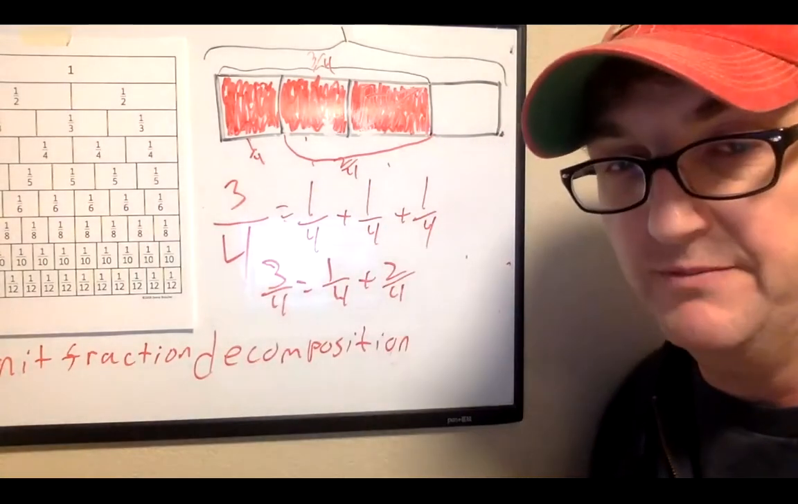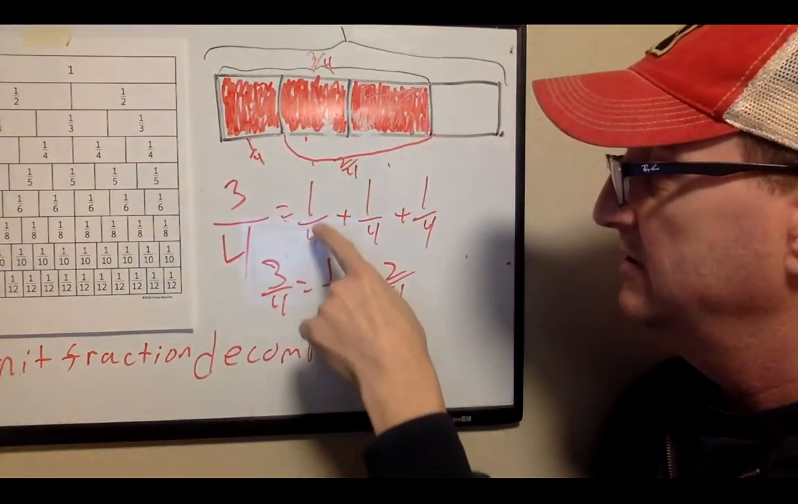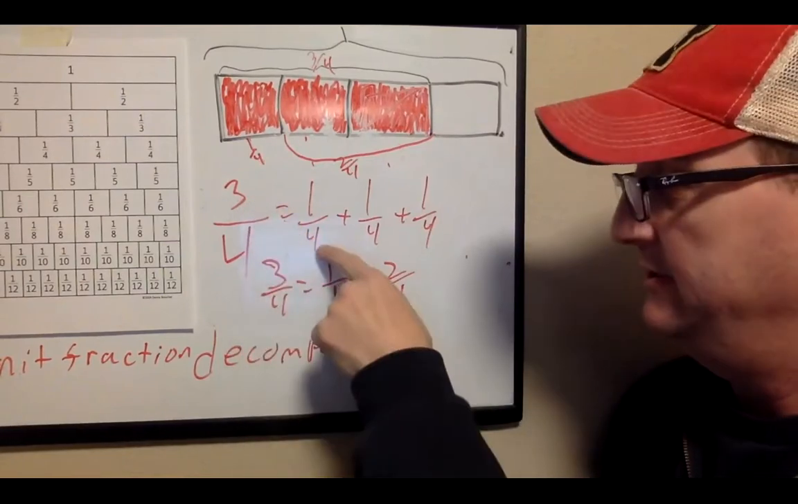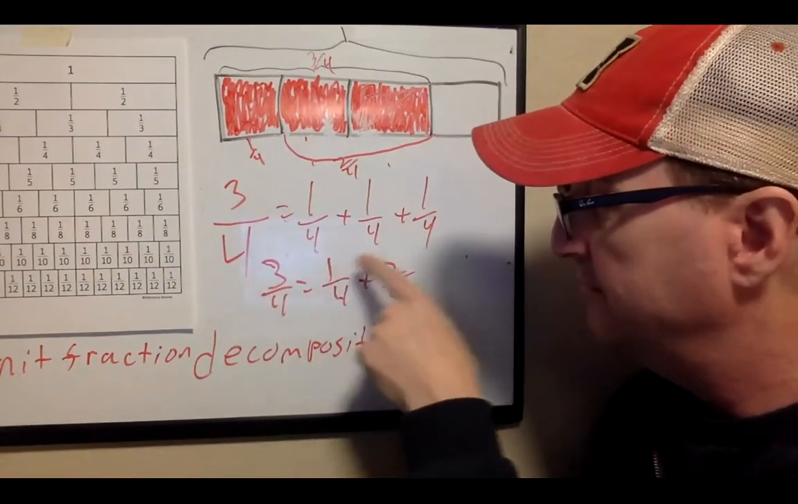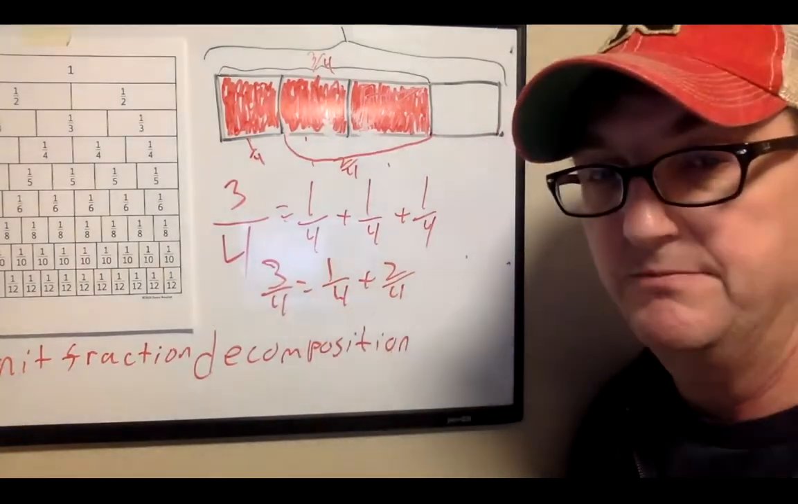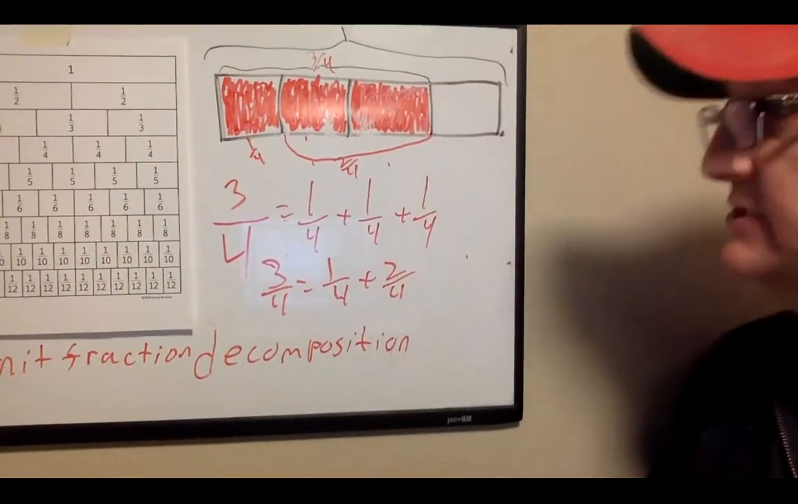I want you to notice something else too, not just in the picture, but when you do this, 1 plus 1 plus 1 equals 3, right? And the denominator stays the same. 1 plus 2 equals 3, and the denominator stays the same. It's important to remember that. I'll show you why. Let's do the next one.